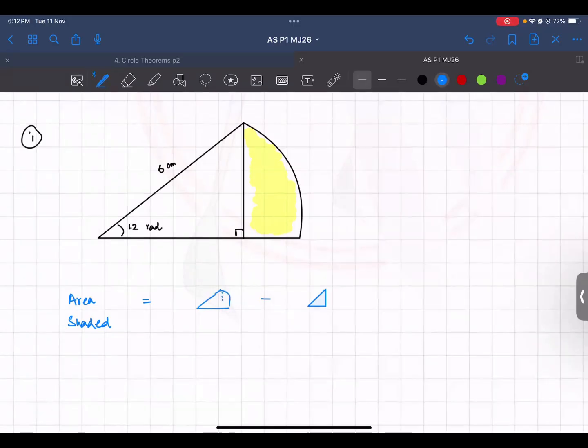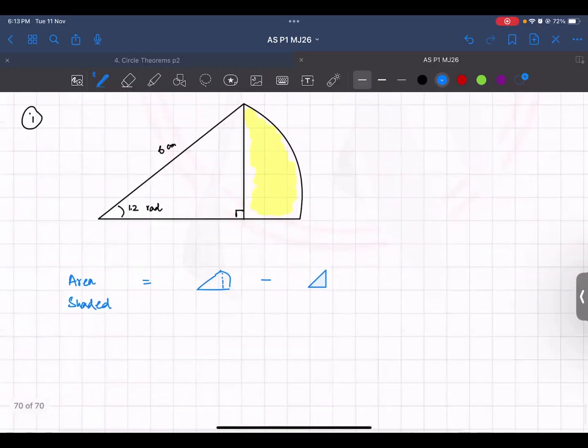This is your complete sector. I will find the area of the complete sector minus the area of the triangle, and I can get the area of the shaded region. So for the sector, the area of sector formula we just learned is half r square theta, when your theta is in radians, and right now you can see it is in radian. Minus, for the triangle, I can use half ab sine C or half base into height.